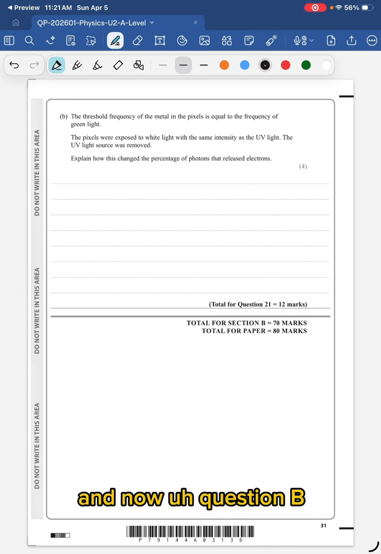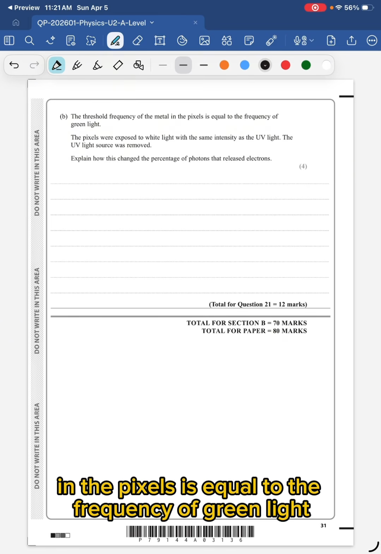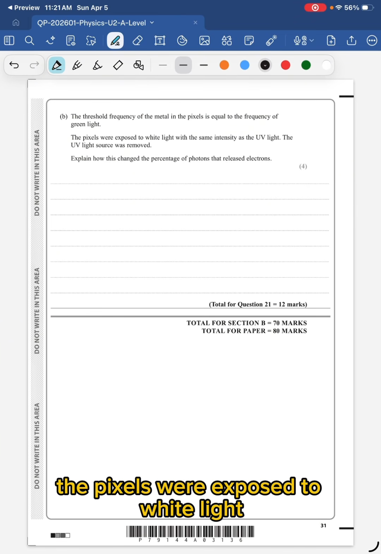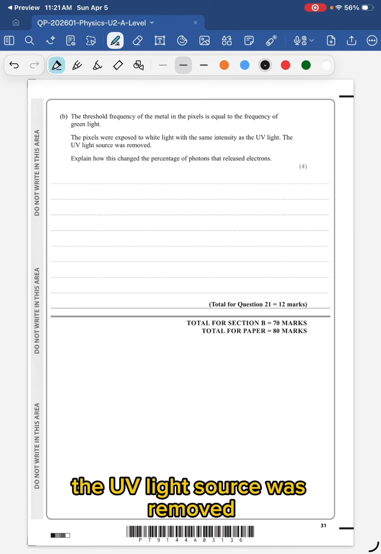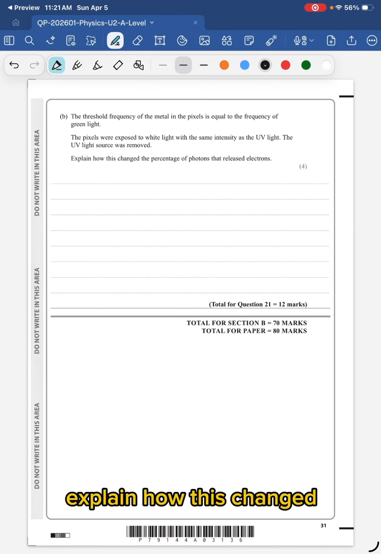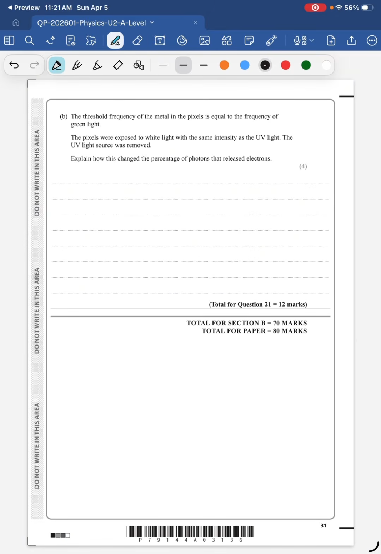Okay, and now question B. The threshold frequency of the metal in the pixels is equal to the frequency of green light. The pixels were exposed to white light with the same intensity as the UV light. The UV light source was removed. Explain how this changed the percentage of photons that released electrons.